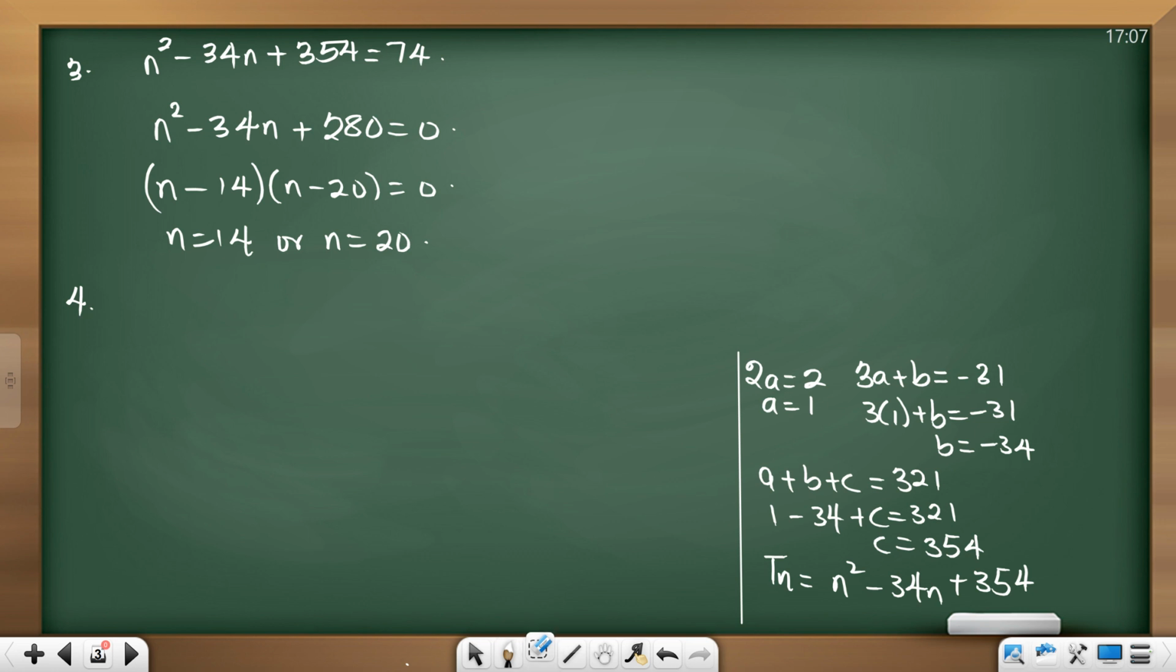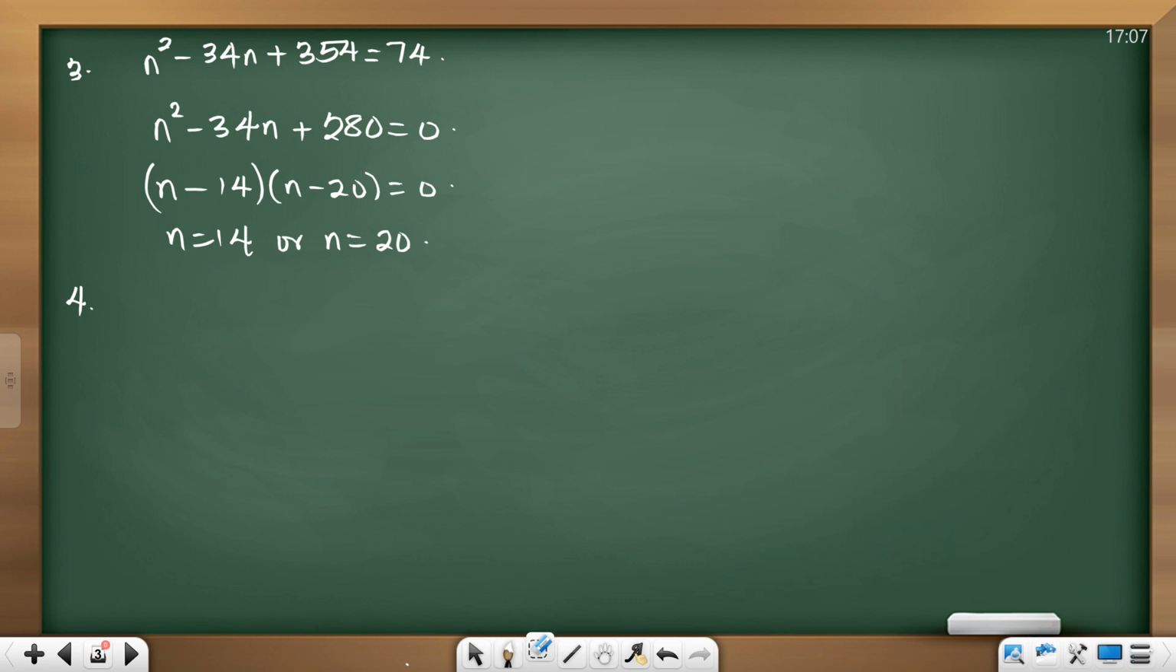Because it's a parabola and your a is greater than 0, expecting that this would be a minimum. That's why the examiner used the word least. If they didn't use the word least, what could they have used? Smallest. What other word could they have used? Minimum. What did you guys do?